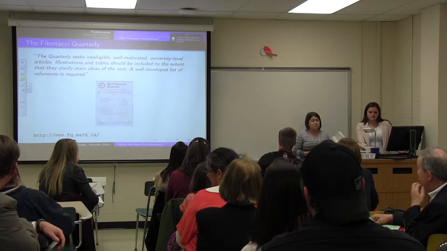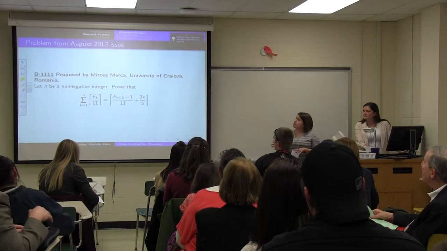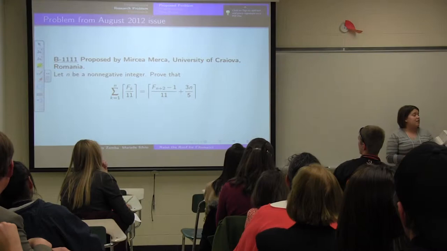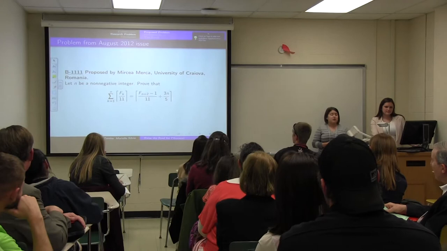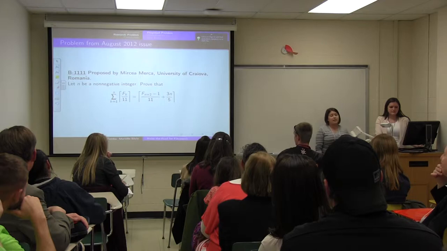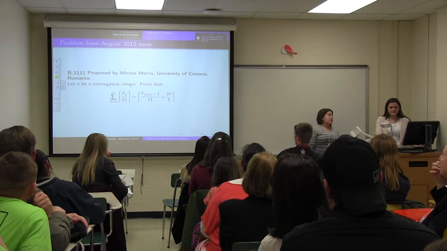This was one of the initial problems proposed from the August 2012 issue of the Fibonacci Quarterly. It was proposed by Mircea Mersa of the University of Craiova, Romania. The problem is as follows. Let n be a non-negative integer. Prove that the summation from k equals 1 to n of the ceiling of f of k divided by 11 is equal to the ceiling of f of n plus 2 minus 1 divided by 11 plus 3n divided by 5. And this is the problem that Marielle and I chose to submit a proof for.